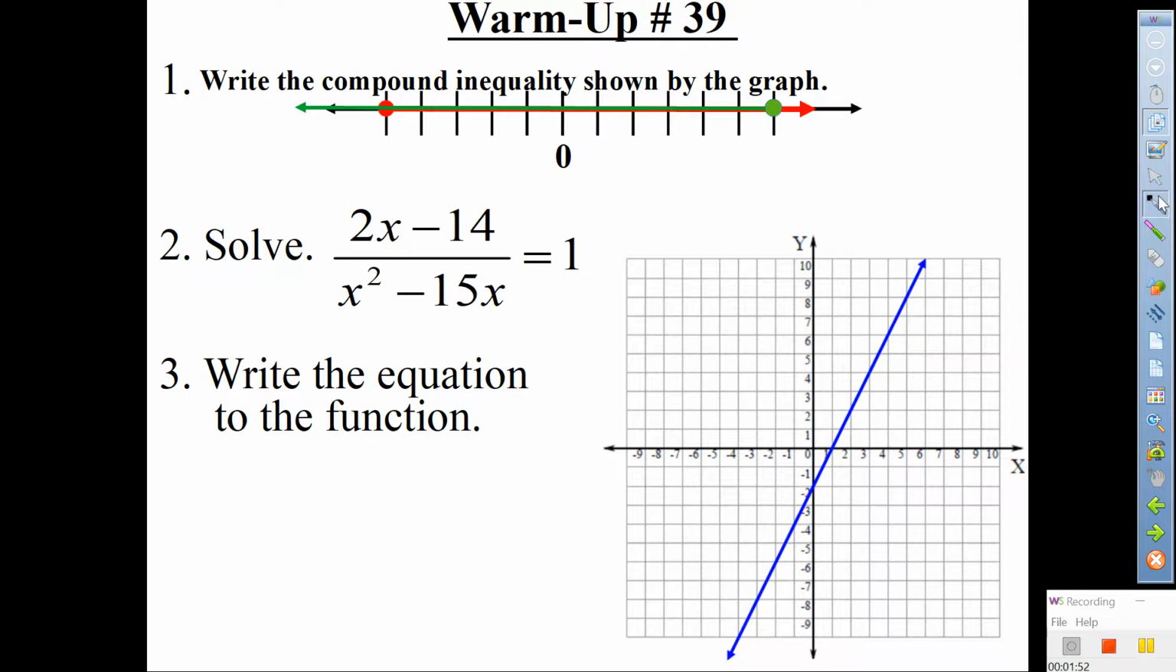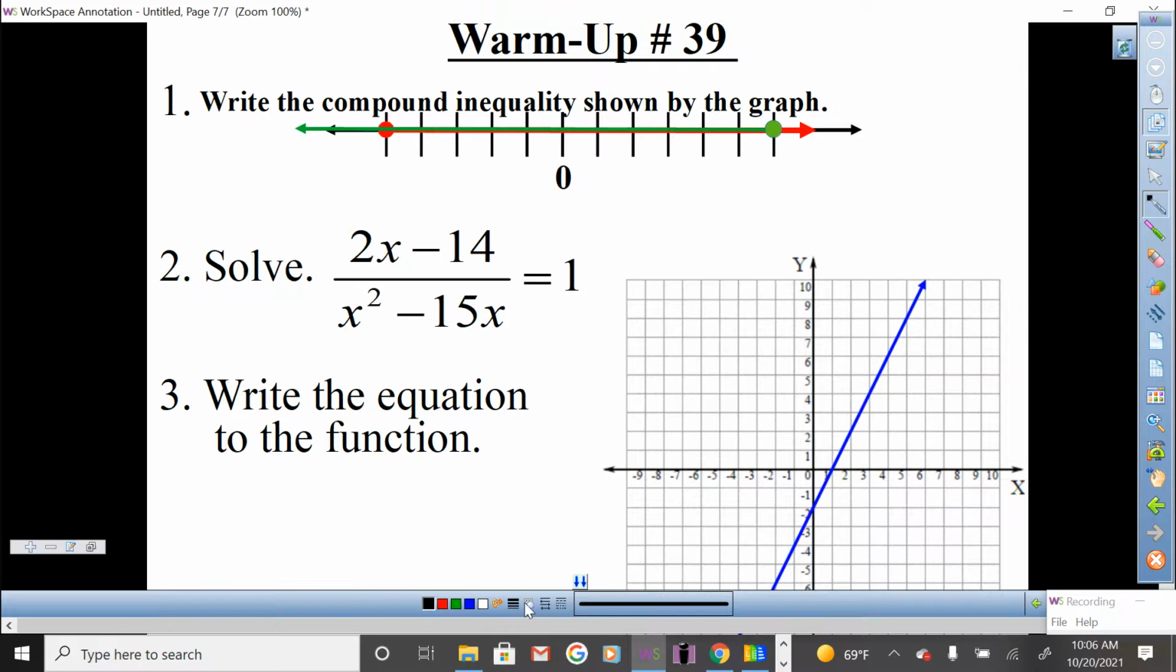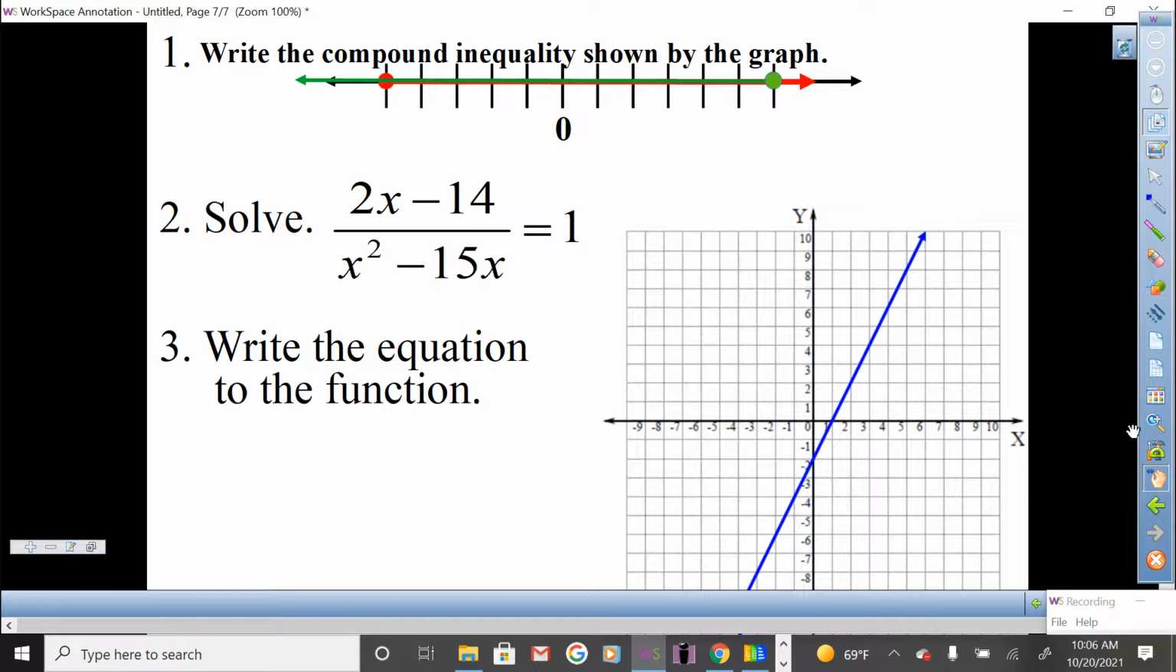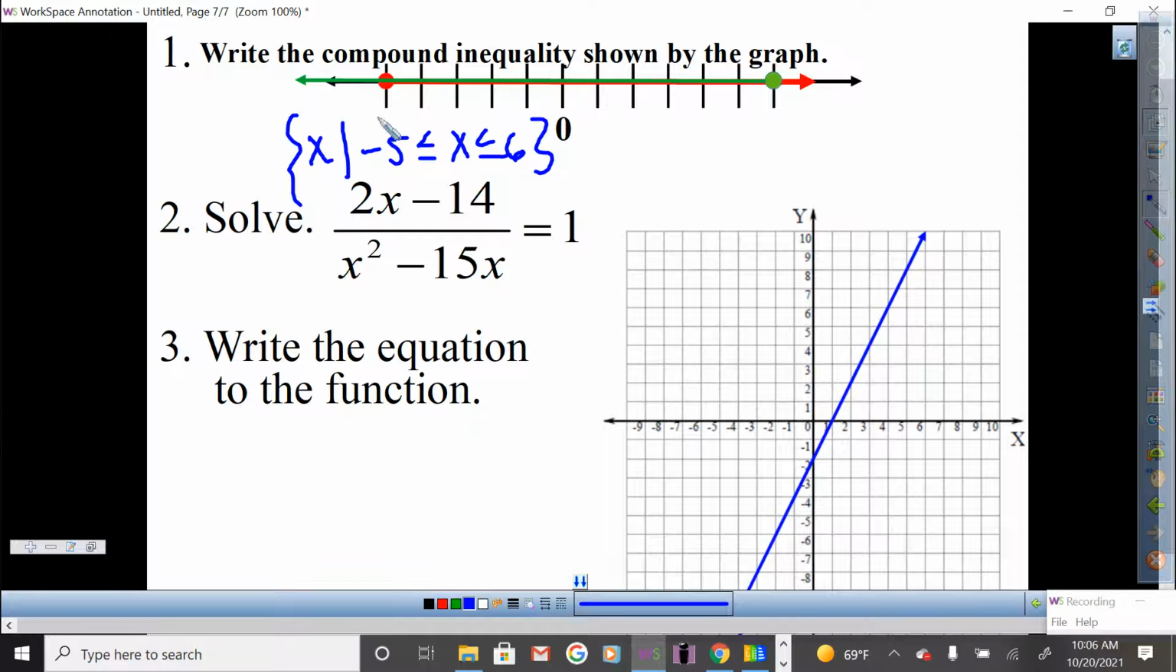Alright, let's see what we got. Number 1, compound inequality. Shani, what'd you get? I got -5 is less than or equal to x, which is less than or equal to 6. Have you got that? That is correct, yes. The dividing points are -5 and 6. They're solid points. There you go.